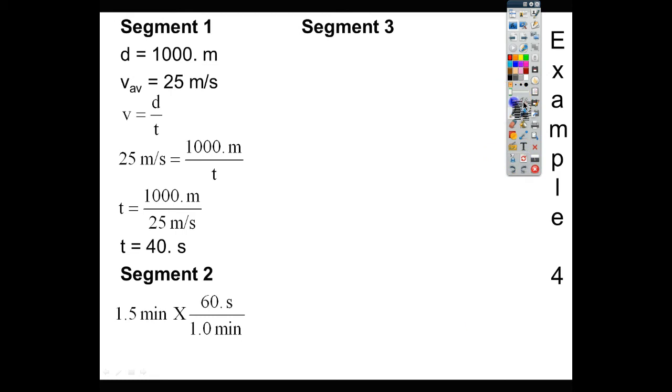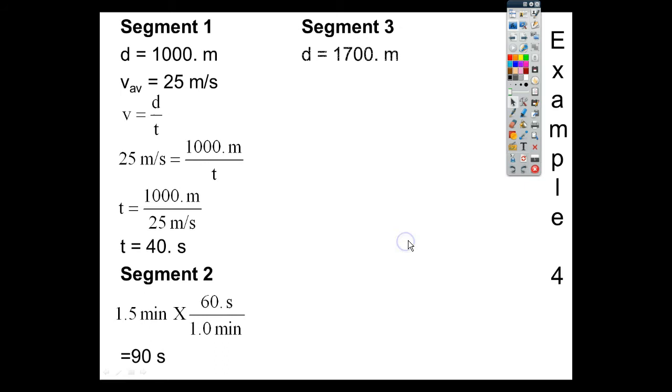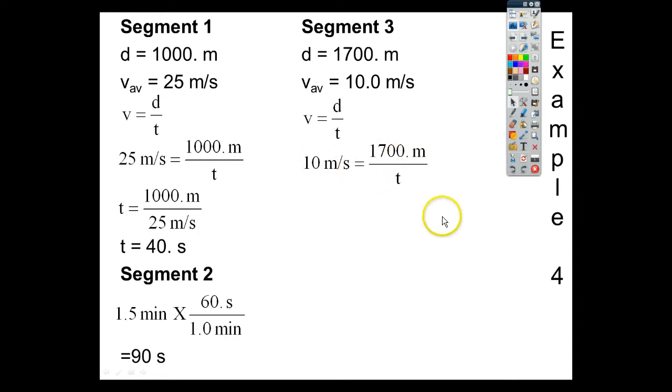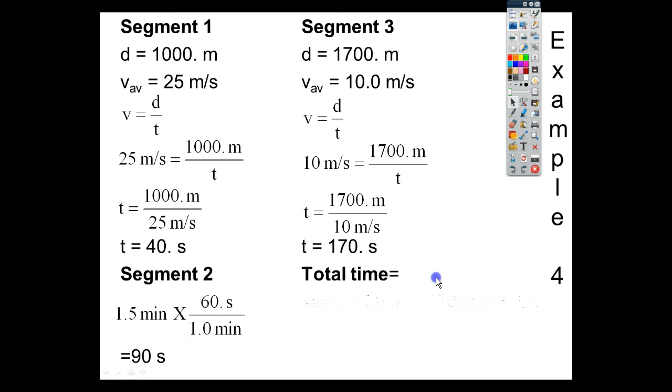For the third segment, we know that's 90 seconds. When she goes down this road, it's a little bit longer. It's 1,700 meters. Her average speed is about 10 meters per second. If we plug everything in, we get 10 meters per second is equal to 1,700 meters per a unit of time. We've got to find that time. So we switch the 10 and the t again. We end up with 1,700 over 10. That's 170 seconds.